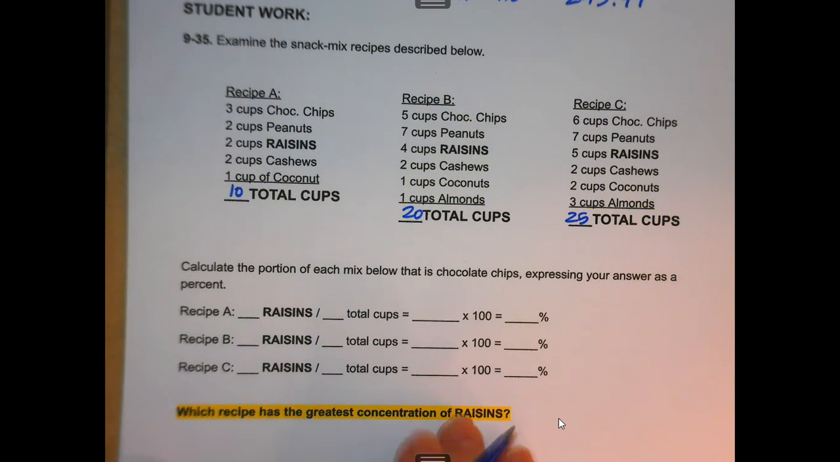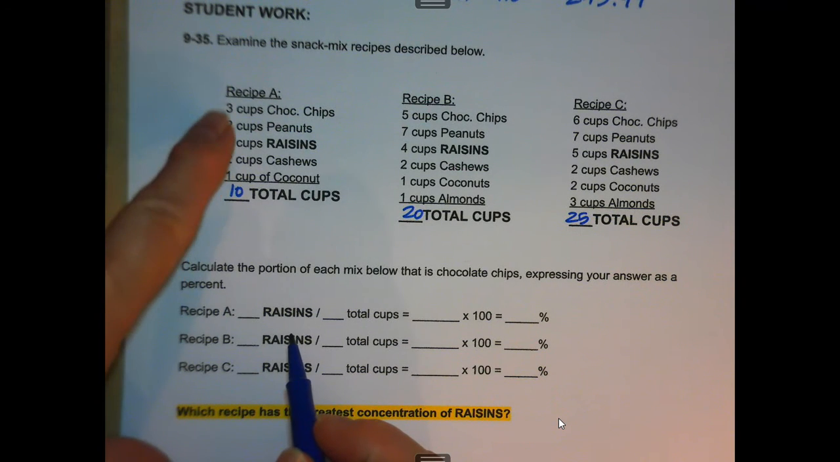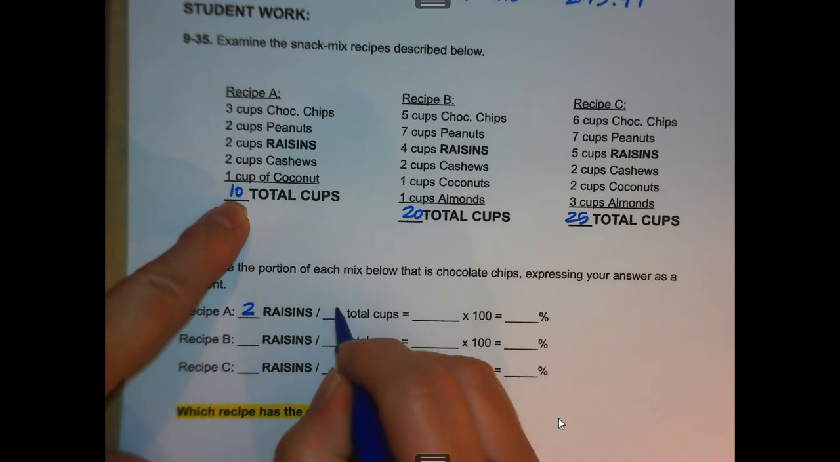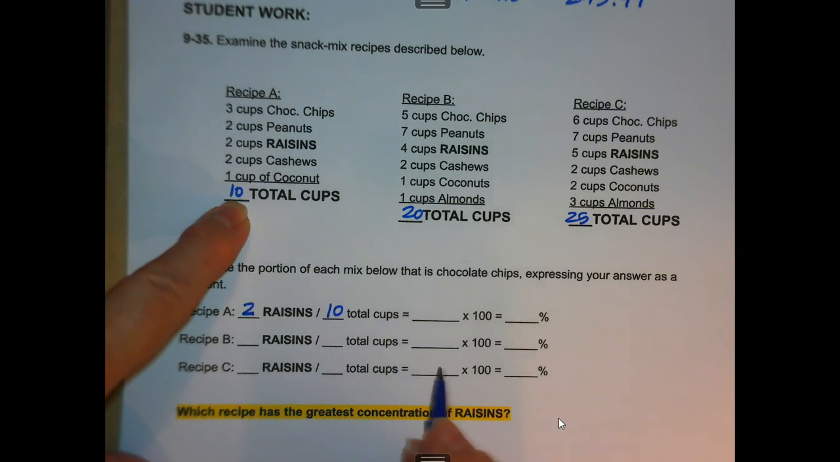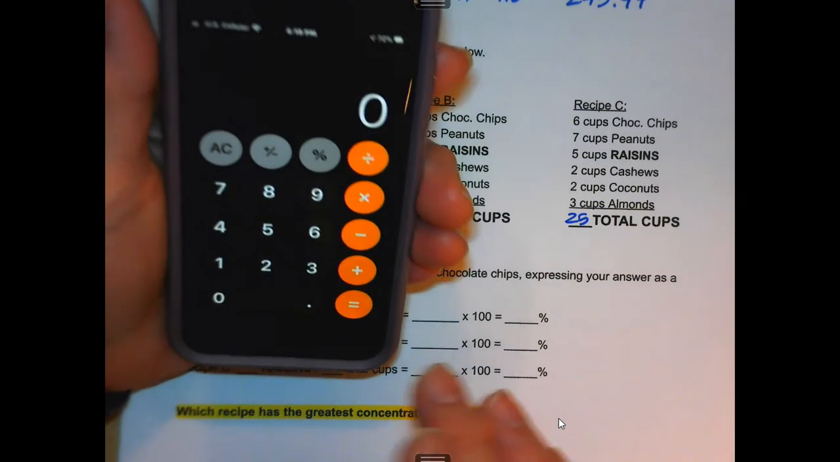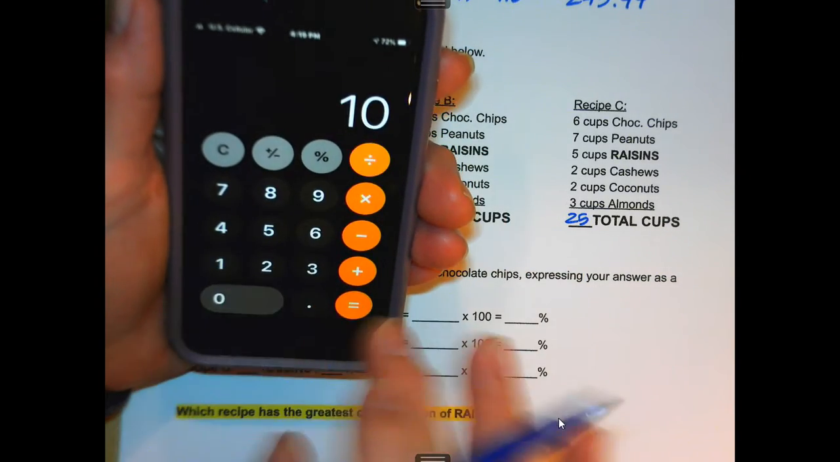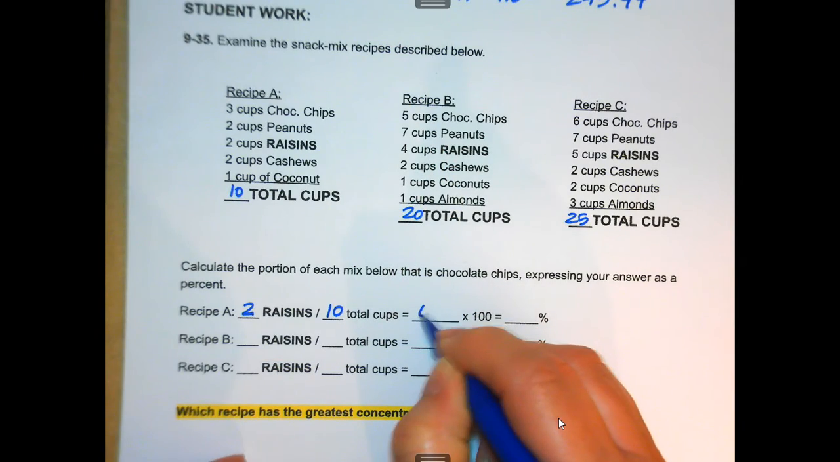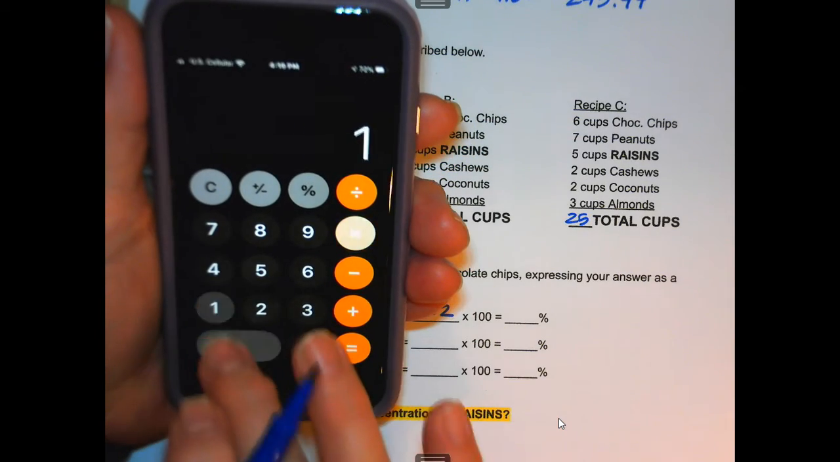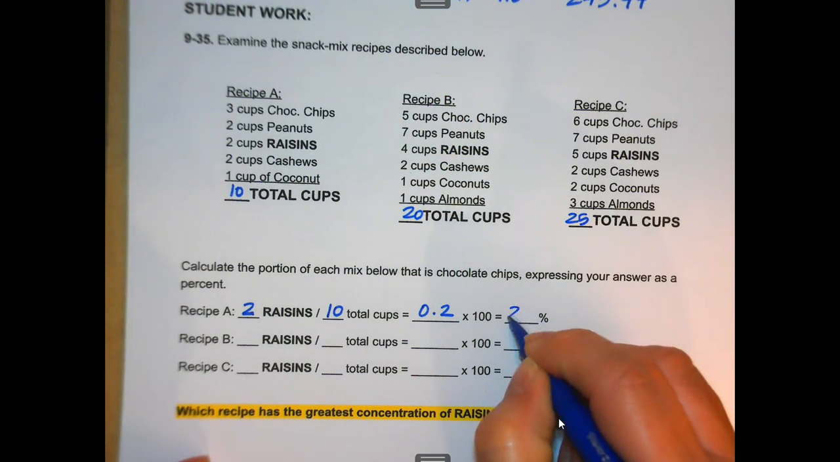Okay. And so what I'm going to do is I'm going to look at recipe A. I have 2 cups of raisins. The total cups in recipe A is 10. I'm going to go ahead and get my calculator ready to go, and make sure I get the calculator app here. All right. So we are going to do 2 divided by 10, which is 2/10 or 0.2. We multiply that number times 100, and that changes it into the percent for us.